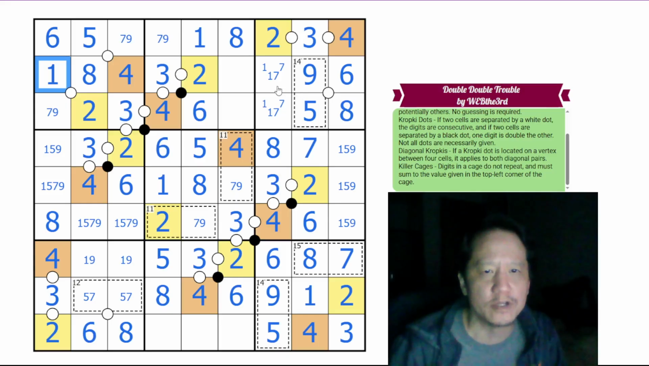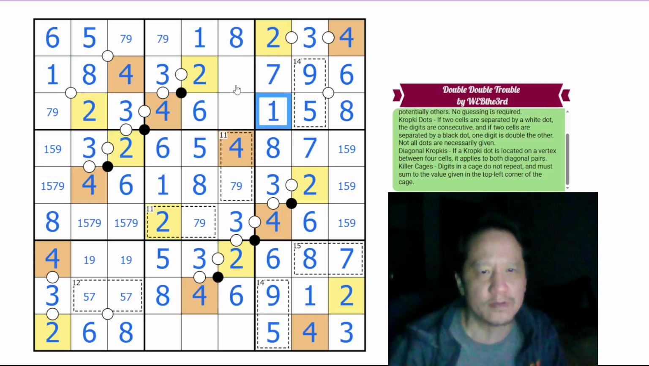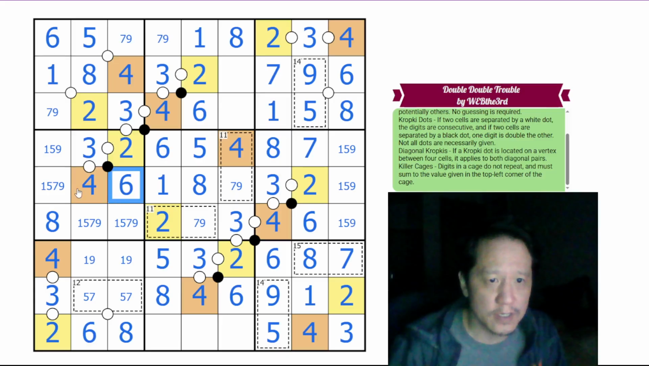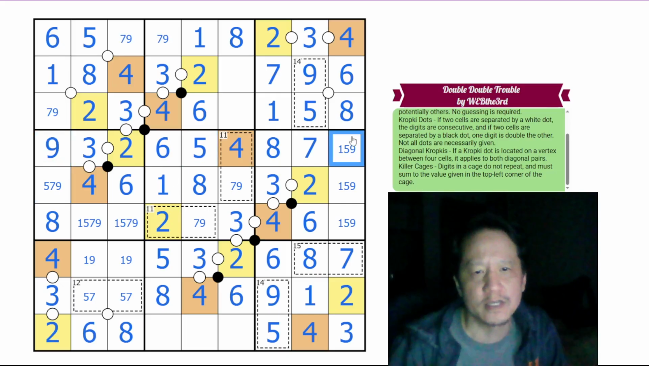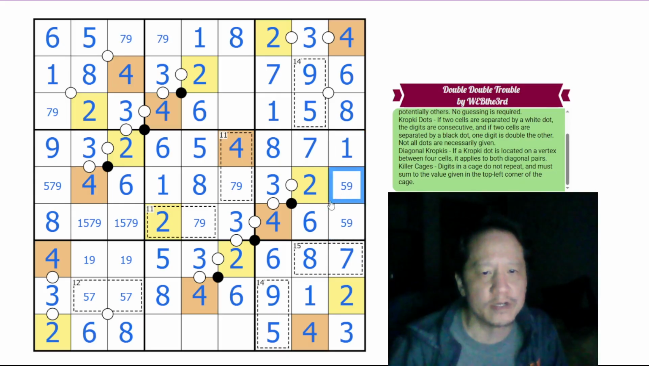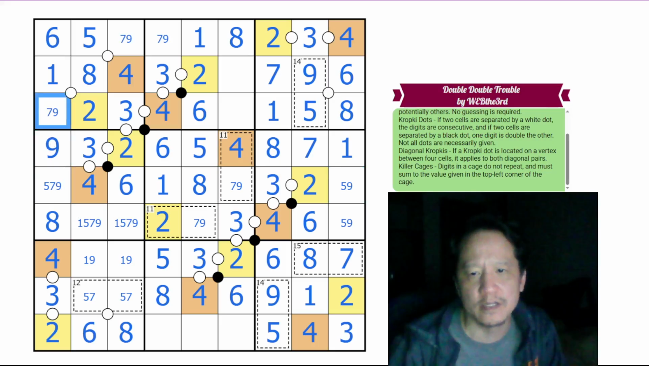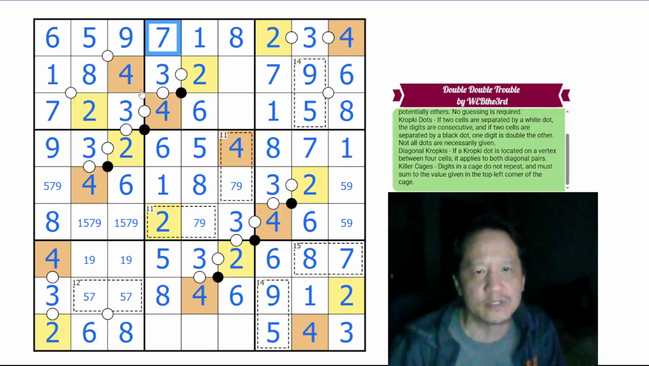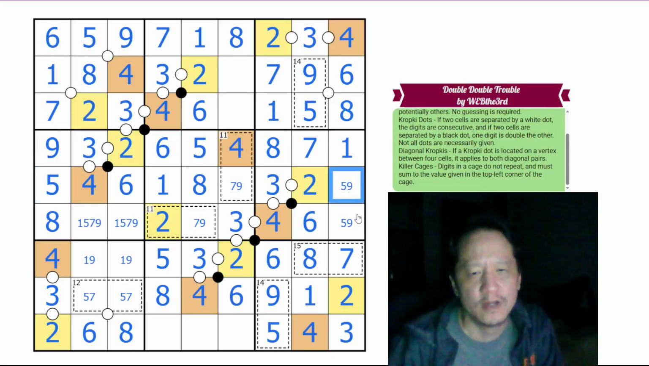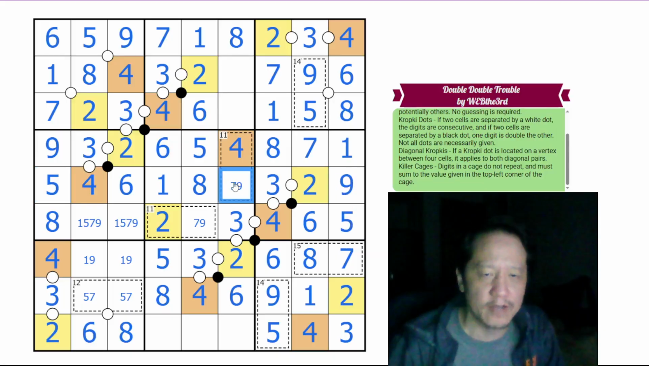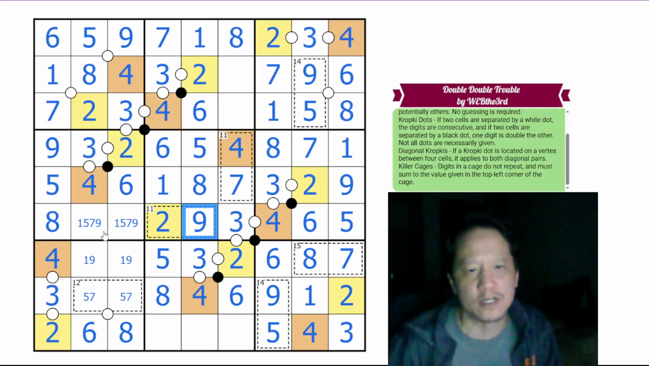This must be 1 here. 1 eliminates 1 here, so it's 7 and 1. 1 eliminates 1 here. This 5 eliminates 5 here, so it's 9. This can't be 5 or 9. It's 1. So no 1 here, no 1 here. This 9 eliminates 9 here, so it's 7, which makes that 9, which makes that 7. 7 and 9 eliminate 7 and 9 here, so it's 5, which forces this to be 9 and 5. 9 forces this to be 7, forces that to be 9.